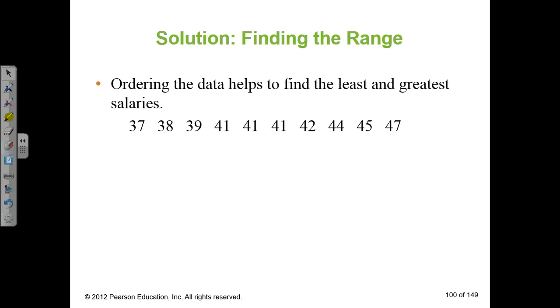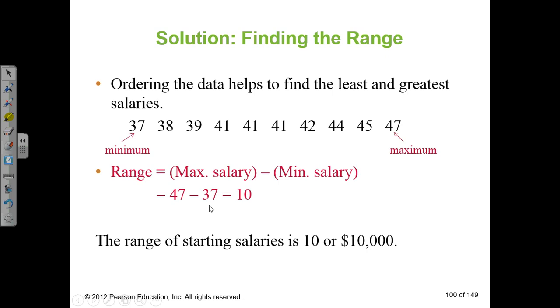Now let's order the data because it's helpful to find the least and the greatest. So here's our greatest data entry, and here's the minimum. So 47 minus 37 is 10. So the range of the starting salaries is 10, or $10,000. The range is the simplest measure of variability to compute, but it is also the least informative because it only uses two values, the minimum value and the maximum value.